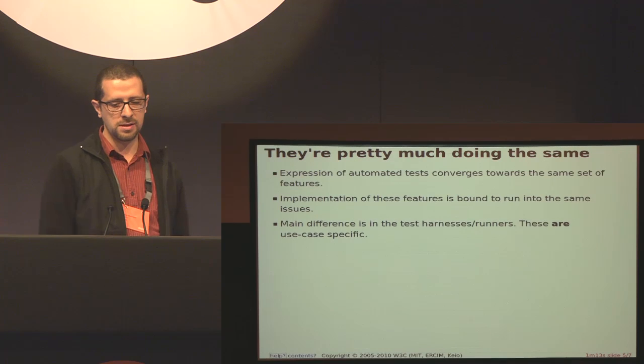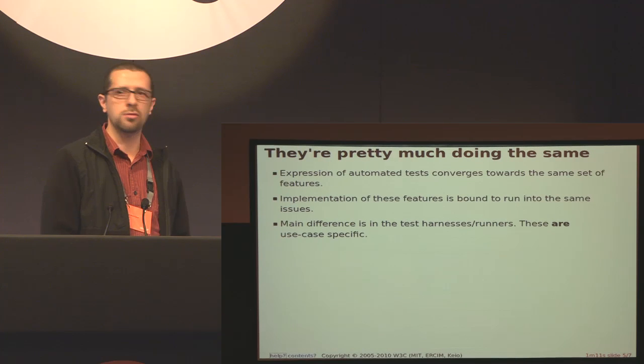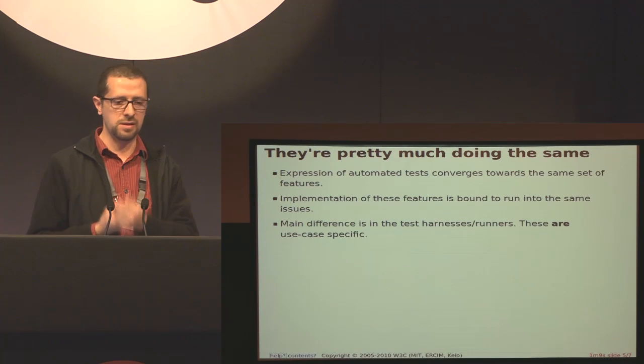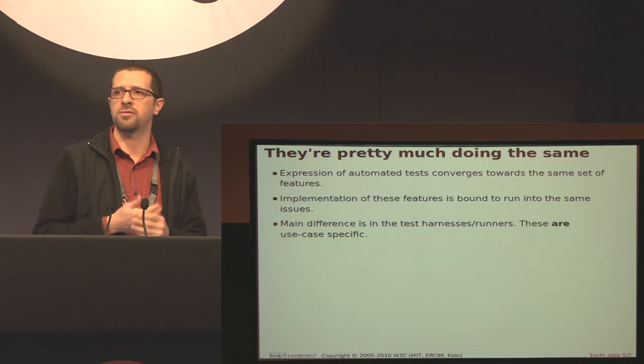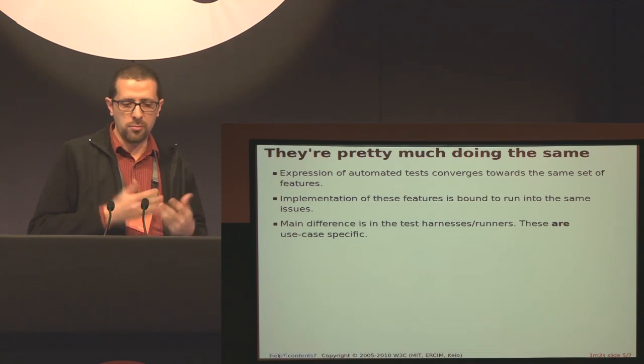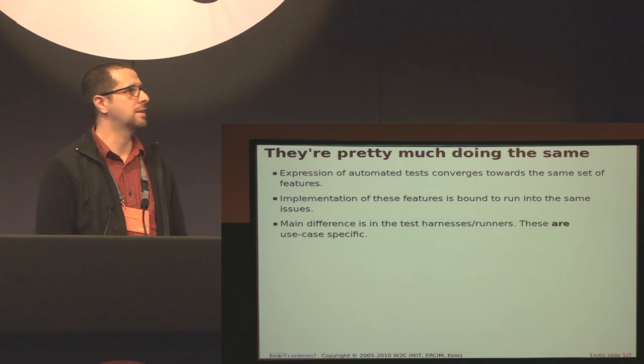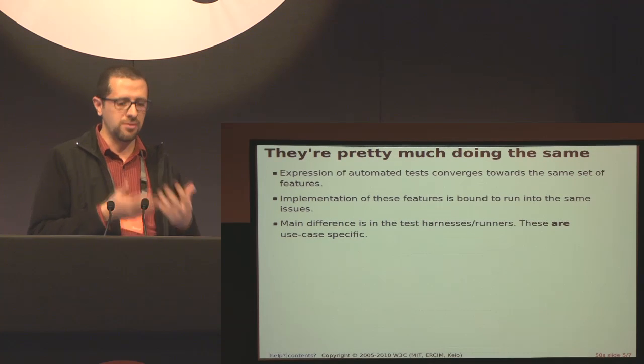So the main difference is in the test harnesses or runners. These are use case specific. I mean, Lava fits a different use case than Checkbox, which is also different up to a point from Utah. So that's where most of the difference is. But the fact is that the test cases themselves potentially are not that different.